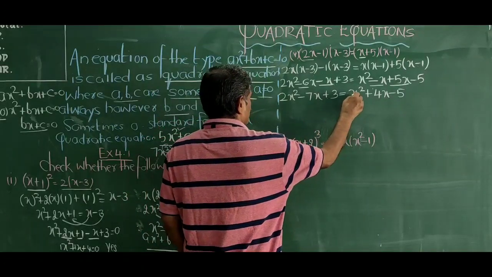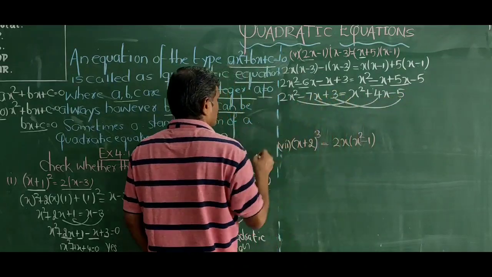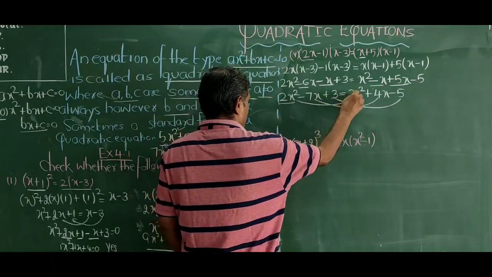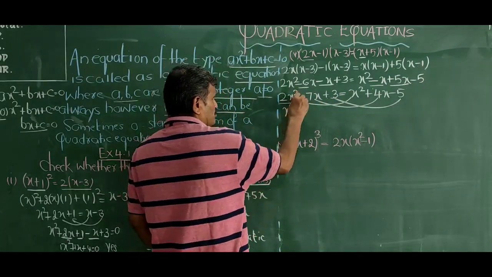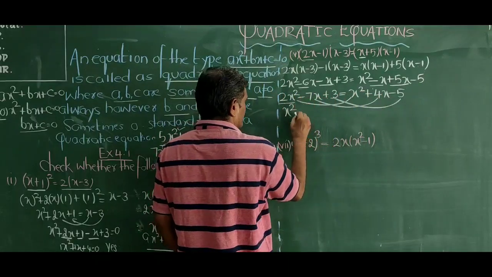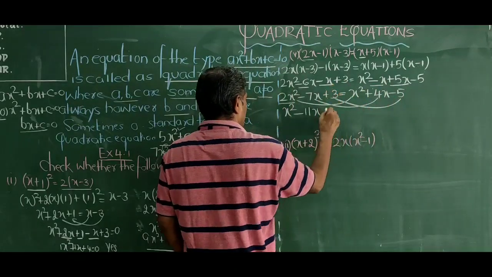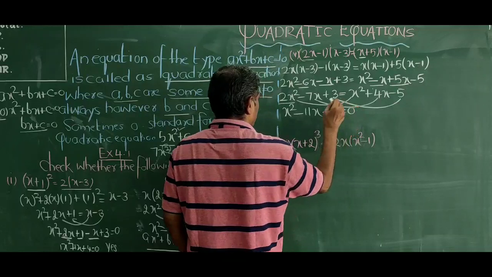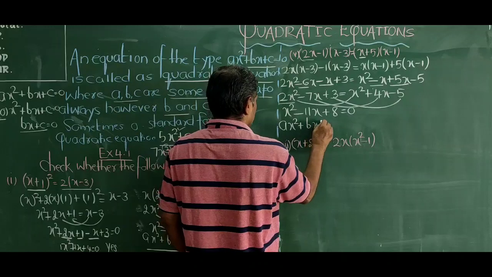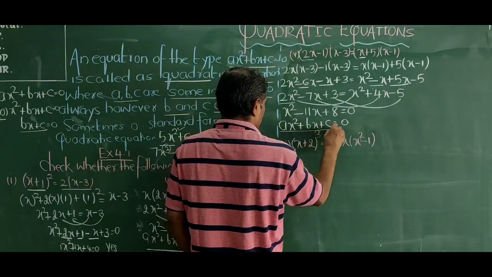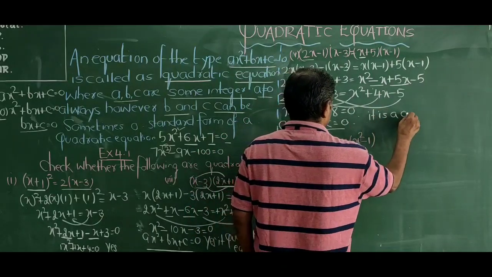Now let me transpose everything towards the left side. This I will transpose, and this also I will transpose. Plus 2x square minus 1x square, I will get 1x square. Minus 7x, and this if I transpose it minus 4x, I will get minus 11x. Plus 3 minus 5, if I shift it here, it becomes plus 8 equal to 0. Is it quadratic? Yes. It is of the type ax square plus bx plus c equal to 0. Therefore, it is a quadratic equation.